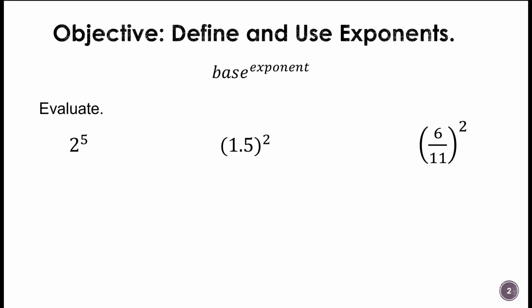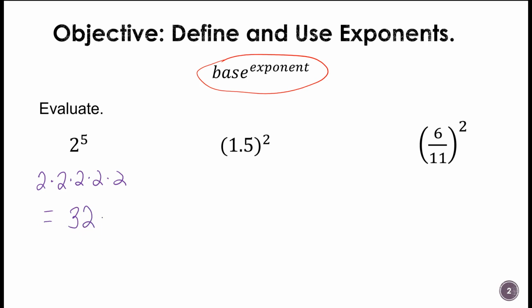When you're looking at something with an exponent, the bigger number is called the base. Right here, we're looking at that, right? That's the base. And then we see the little number that's a superscript. That's the exponent. So when we look at this first one, 2 to the 5th power means 2 times 2 times 2 times 2 times 2, 5 of them, and that happens to equal 32.